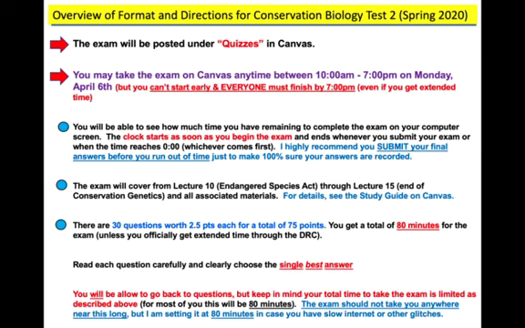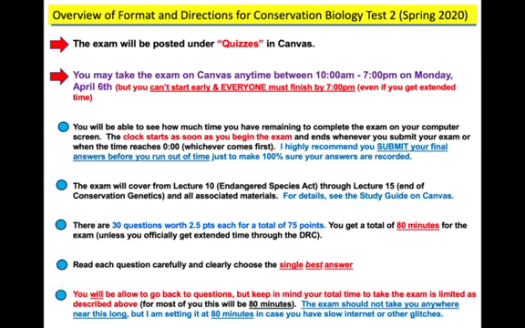The exam should not take you anywhere close to that long. I put that extra time in there just so you won't be stressed in terms of running short on time. When you get to the exam, you should read each question carefully and clearly choose the single best answer. There's one single best answer for each question.